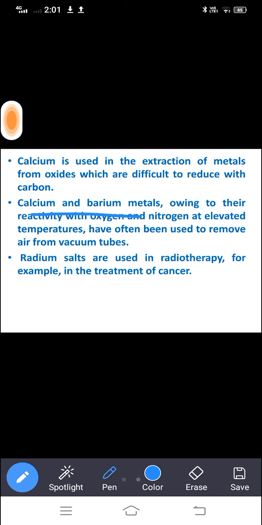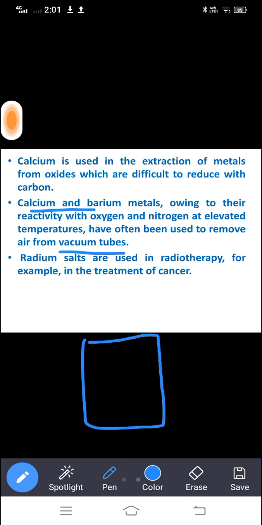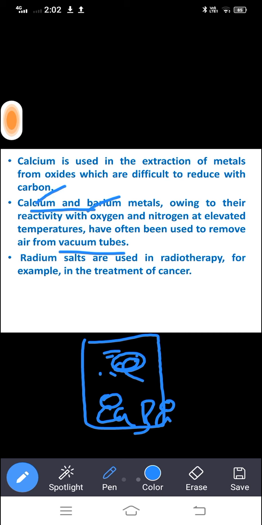And calcium and barium react with oxygen readily because their size is very large. As we discussed, the reactivity with oxygen increases when you move down the group. Due to this nature, they are used to prepare vacuum tubes. Suppose there is one vessel and I want to maintain a vacuum in it, but some air is there. If I keep calcium or barium, it will react with the oxygen and form calcium oxide and barium oxide. So whatever oxygen is present there will be taken up, and a vacuum will be created. So to remove air from vacuum tubes, calcium and barium are used.